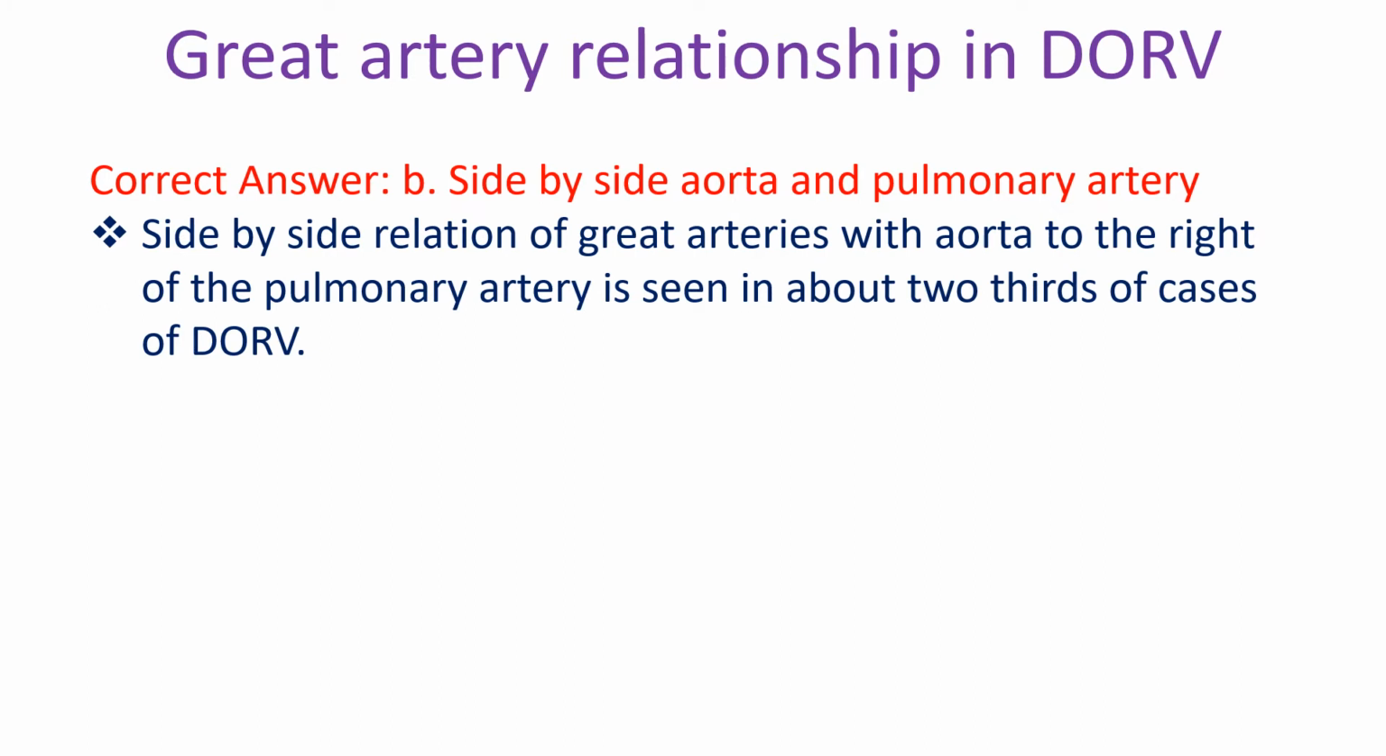Side by side aorta and pulmonary artery. Side by side relation of great arteries with aorta to the right of the pulmonary artery is seen in about 2/3 of cases of DORV.